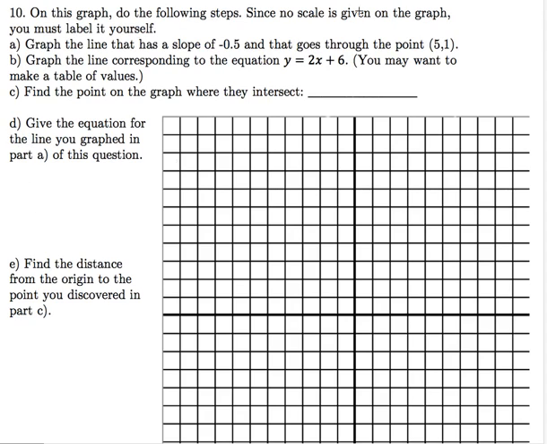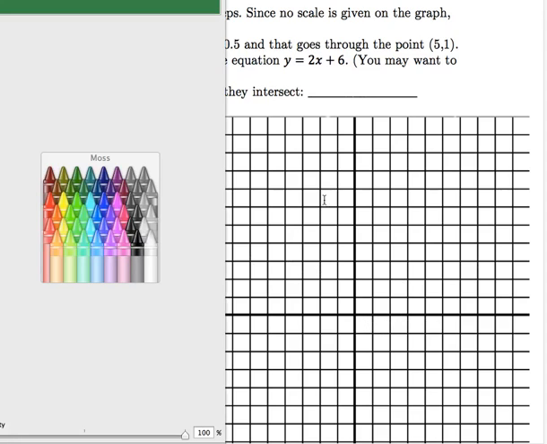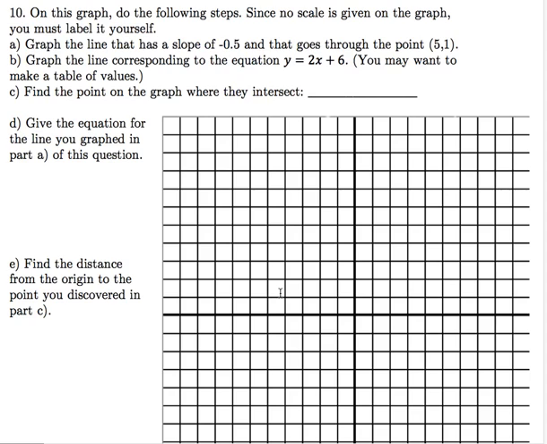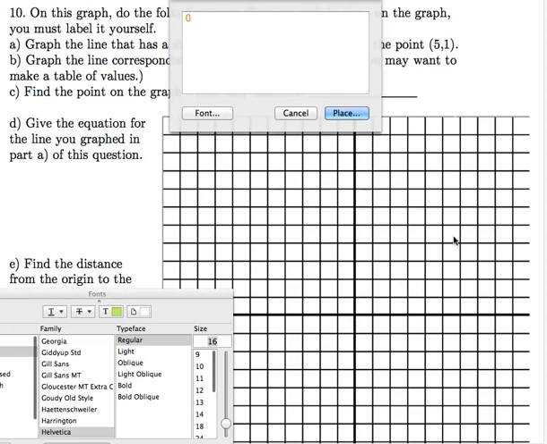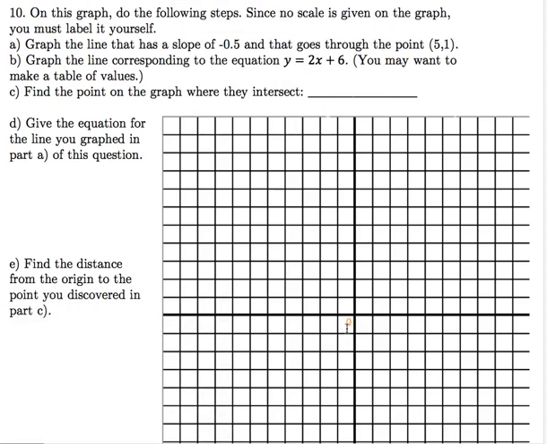It tells me since no scale is given on the graph, I see there are no numbers telling me how much each square is worth, I must label it myself. Let me start with that. Let me pick a color that will show up on the black. Orange, tangerine, it makes me hungry. Okay, so this is my origin here. I'm going to put a little 0 here so I know exactly where the origin is. That's 0 on the x, 0 on the y.